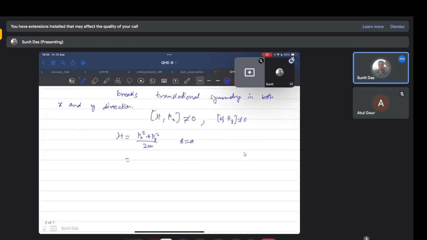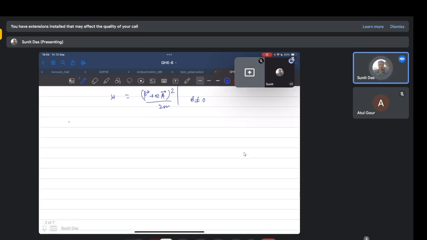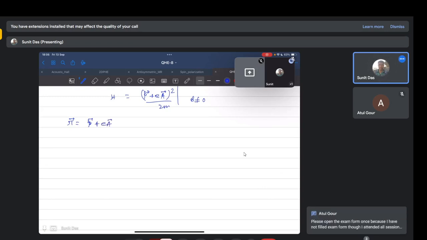And then we of course have, in general, (p plus eA) square by 2m in the presence of a finite magnetic field. So we define the generalized momentum, let's say pi, as p plus eA, which includes the effect of the magnetic field.